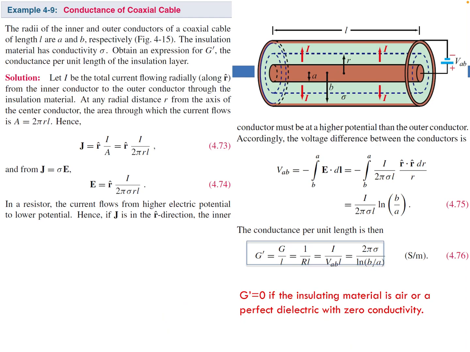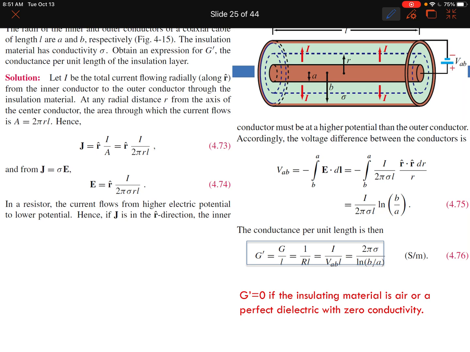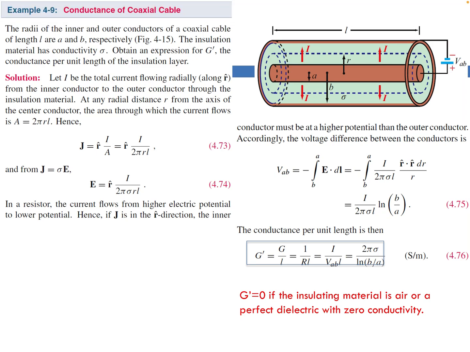This example shows the same process for a coaxial cable, where we want to measure or calculate the conductance of the coaxial cable from the inner conductor to the outer conductor. So we are applying the positive voltage in the center of the conductor, in the inner conductor. The outer conductor is grounded or negative.